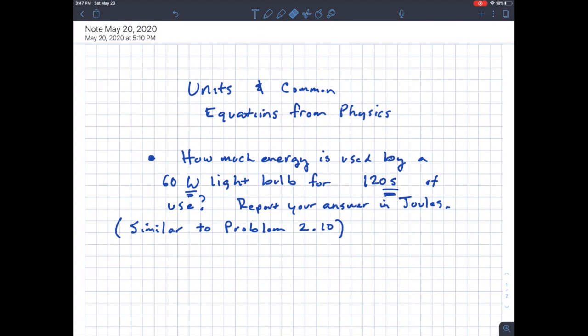In this video, I'm talking about the way that Hagen describes the use of units and being able to apply the dimensions from units to derive common engineering equations from physics.